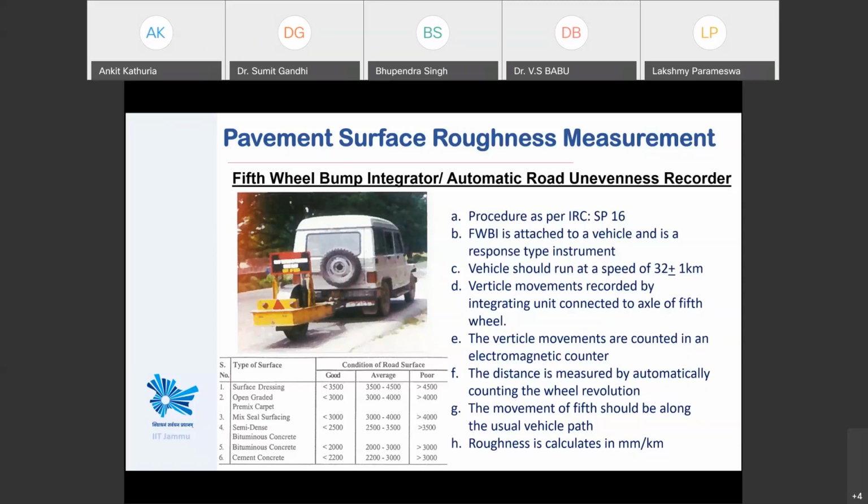Now, the roughness index, or you can call it the unevenness index, is estimated in terms of per kilometer. And you can see that I've shown a small table. It's a snapshot from the IRC SP16, which gives you some information about the condition of your road surface based on the roughness index or unevenness index values with the type of surface.